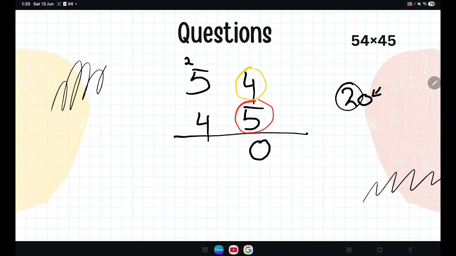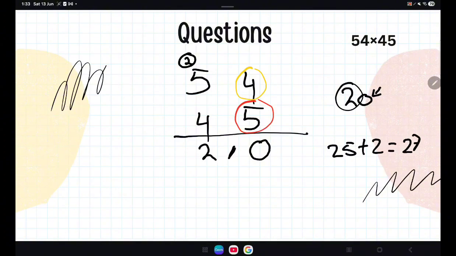Now I'm going to do my 5 here times by our tens at the top. So 5 times by 5 will be 25. Now this 2, we're going to add it on. 25 add 2 equals 27. And now we can write 27 down here. So that's exactly how you do borrowing. It is very simple, but you don't always have to write it out like this. You can do it mentally sometimes. Okay, so let's move on to our next step.